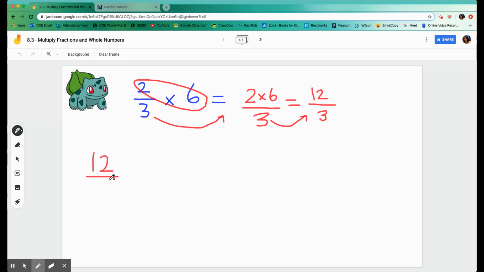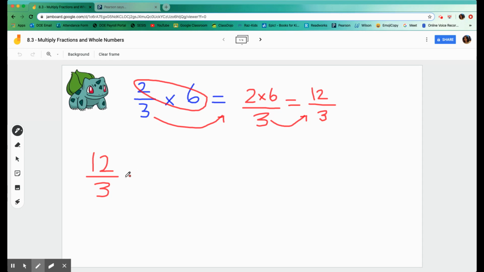Let's look at our answer. Do you notice how the numerator in this fraction is bigger or greater than the denominator? 12 is greater than 3. This is called an improper fraction or a fraction greater than 1. So when we get this answer, we want to change our fraction greater than 1 into a mixed number so we can see our wholes.